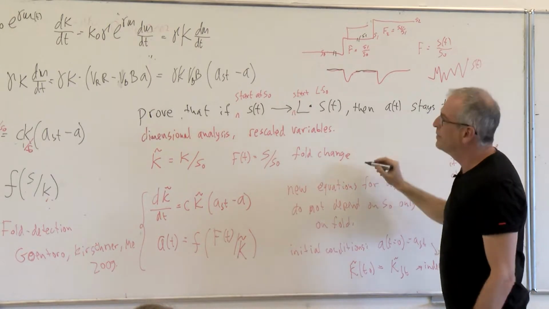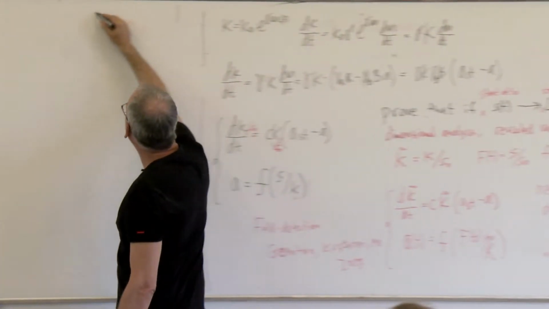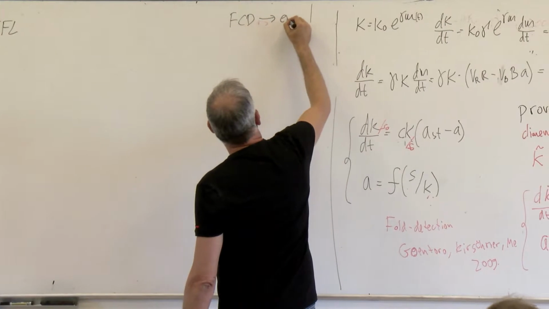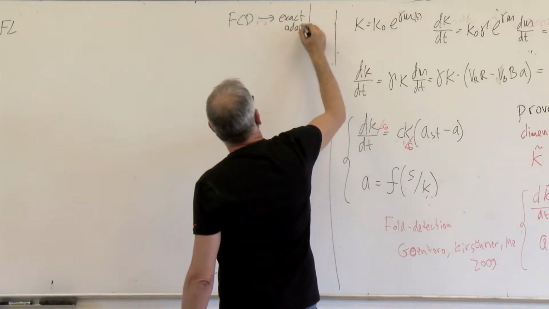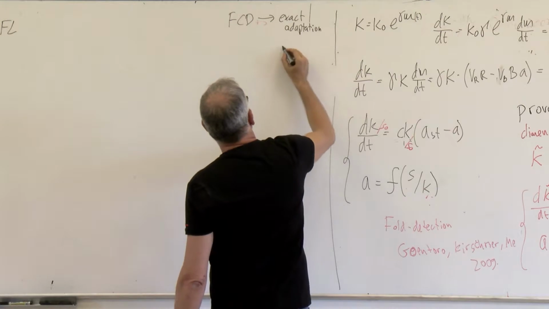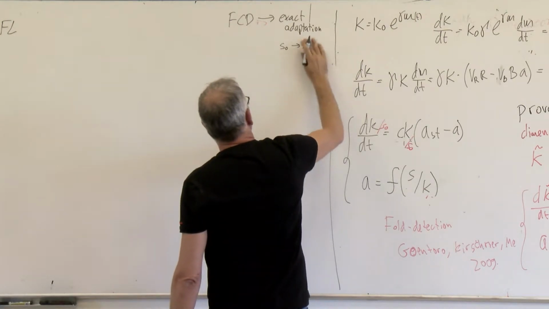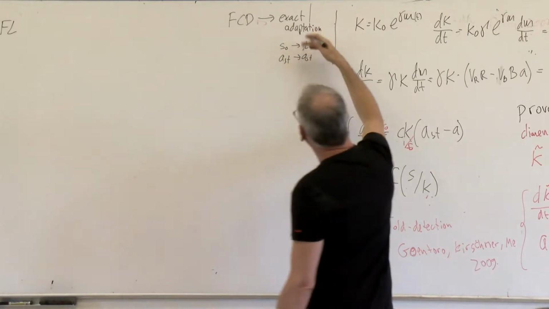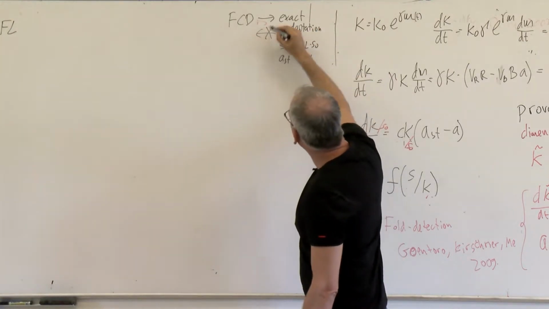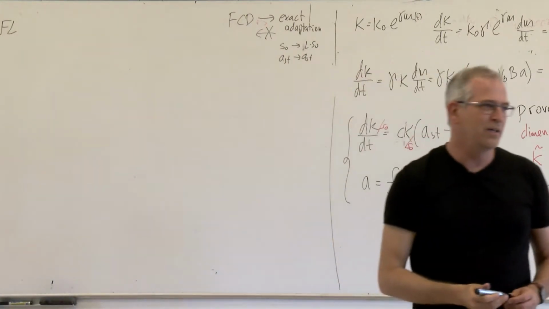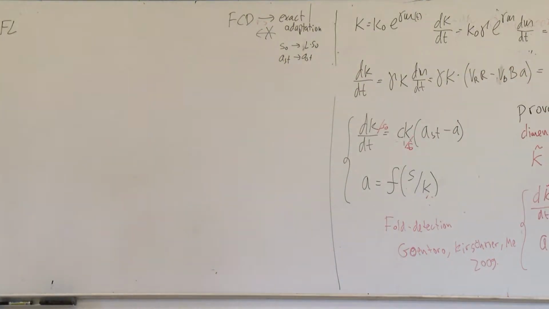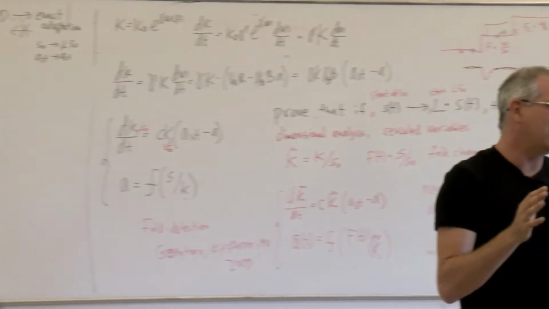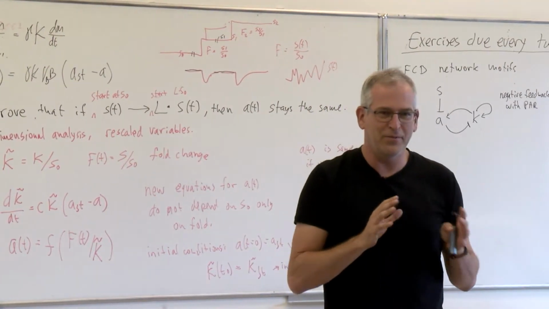Fold change detection must have exact adaptation. Because if input S goes to lambda times S, the A steady state has to stay the same. That's exact adaptation. But circuits with exact adaptation don't have to have fold change detection. Just like linear integral feedback has exact adaptation, but no fold change detection. Most circuits you can write down that have exact adaptation don't have fold change detection. Fold change is much more rare.